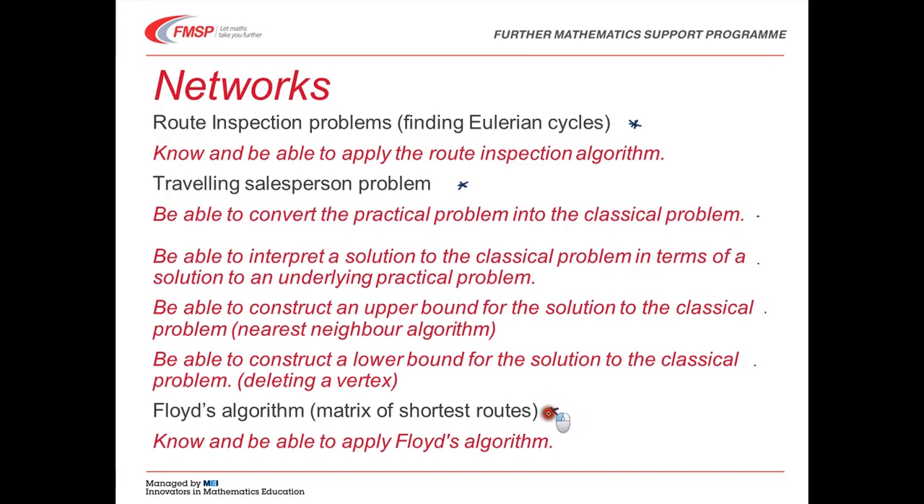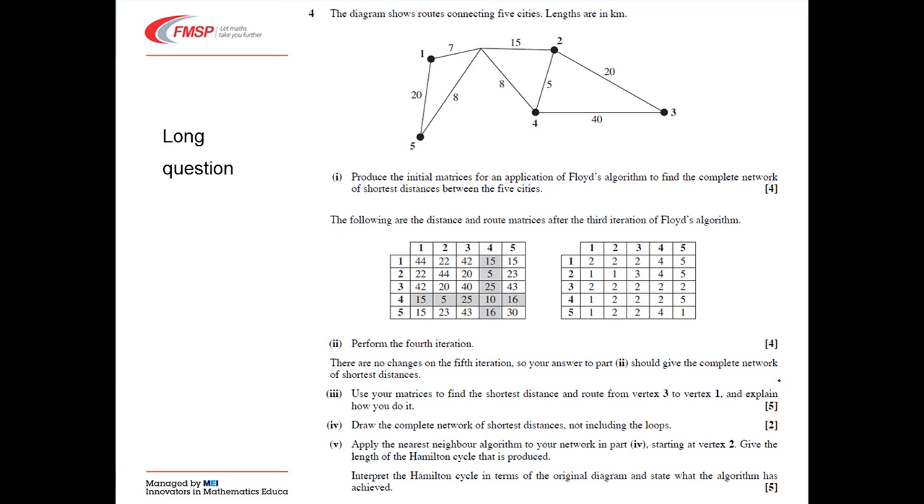And the third topic in the network section is Floyd's algorithm, which extends the ideas from D1, where you did Dijkstra, to being able to find the shortest distance between any two vertices in a network.